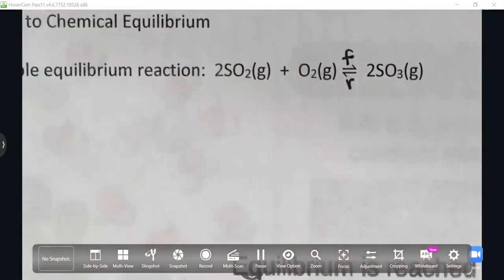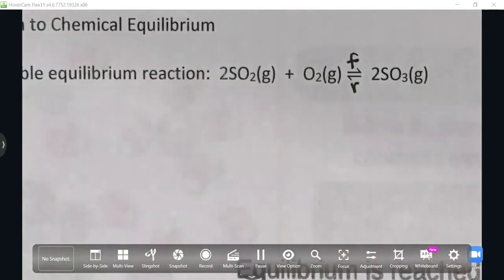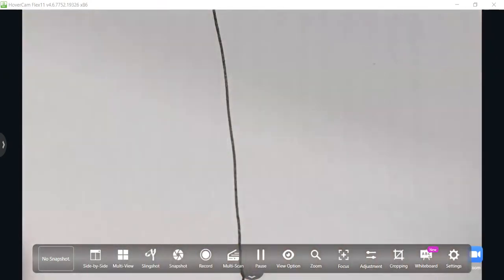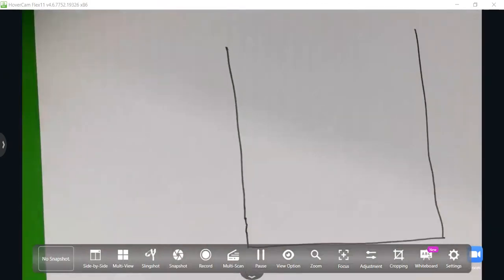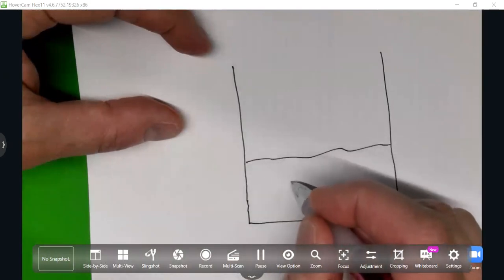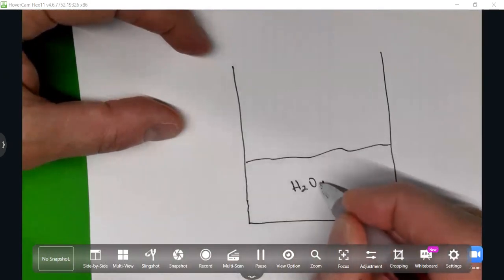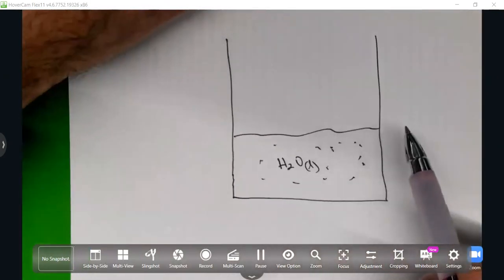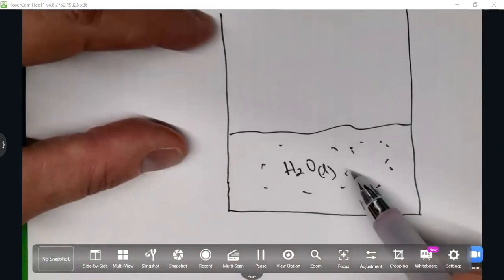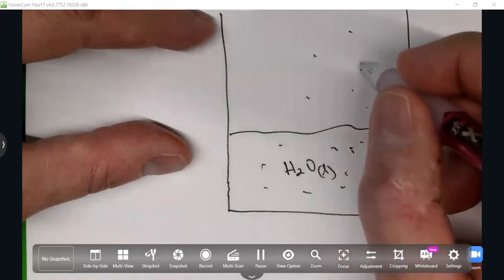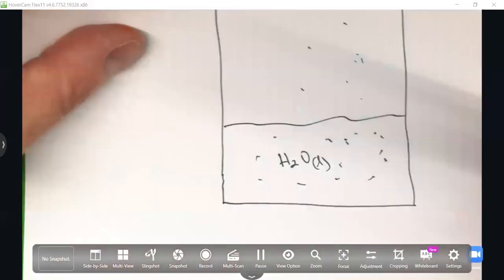Now, let me give you an example real quick of a reversible reaction that you know about. Let me try to simplify it for you. Here's my beaker, or my glass, doesn't matter. Inside that glass, I have H2O liquid down here. And you know that if you keep the top off of this, all of that H2O is going to evaporate, right?